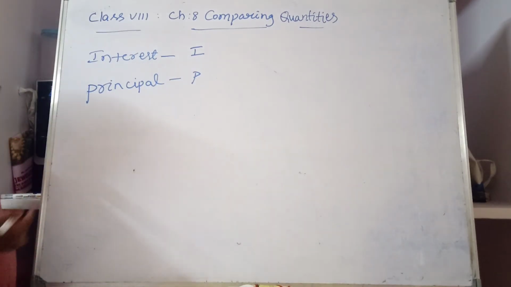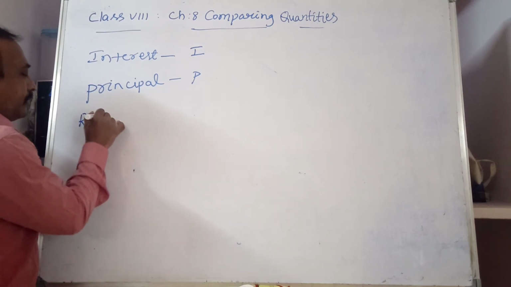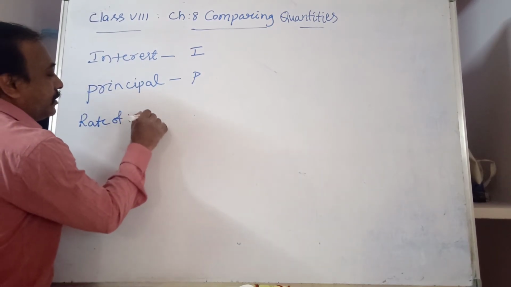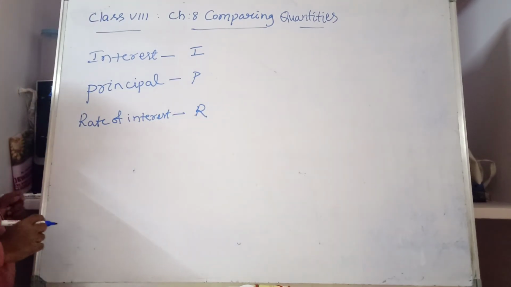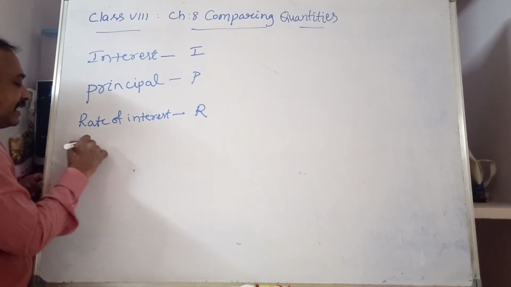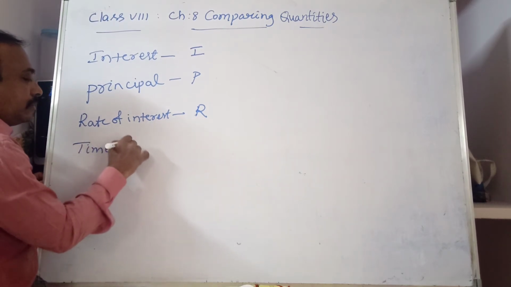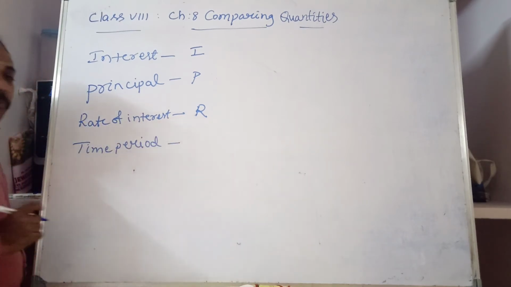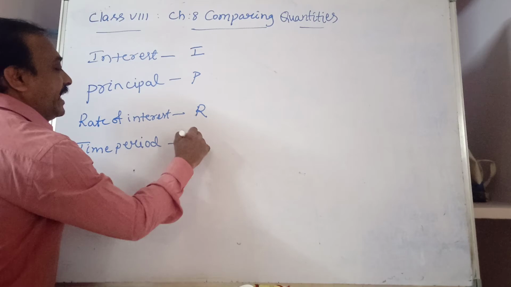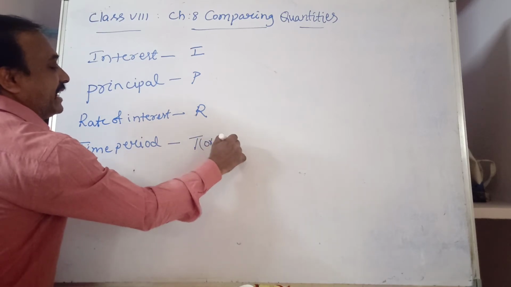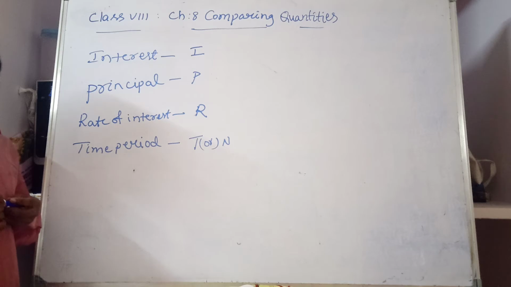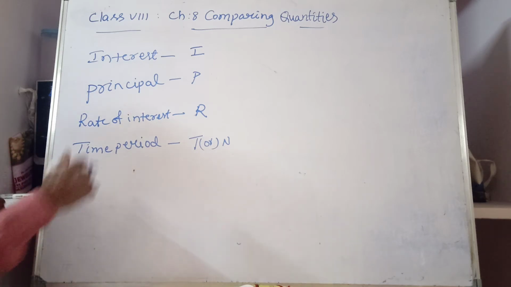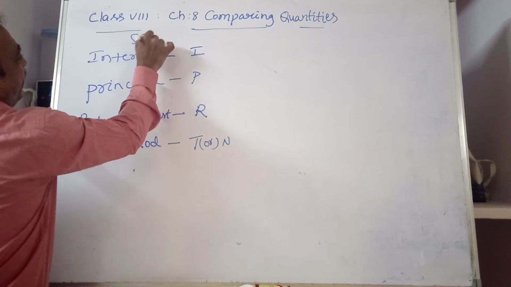And the conditions, what did you say? Rate of interest, that is denoted by R. Another condition is the time period, which is denoted by T or N. Sometimes they write T, sometimes they write N. Here we are talking about interest, which you already discussed in the previous session, that is simple interest.